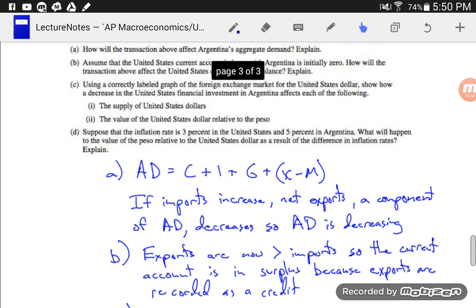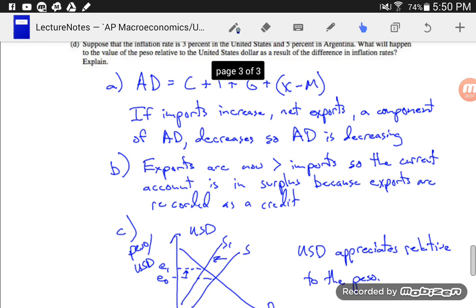Did we answer the full question? What happens to the supply of U.S. dollars? Oh, I should probably say that. Well, I showed it: the supply decreased and the value of the U.S. dollar appreciated. All right, lastly, this one, oh nuts.